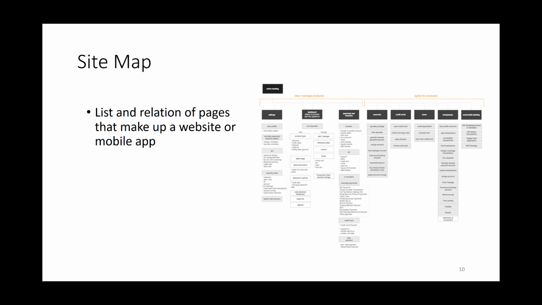Sitemap shows basically the list of all the pages. If you are building a website or mobile application, this is like a catalog or list of all the pages and the relations between them. So as part of the sitemap, you build the hierarchy, the grouping of all the pages and how they relate to each other. Okay.